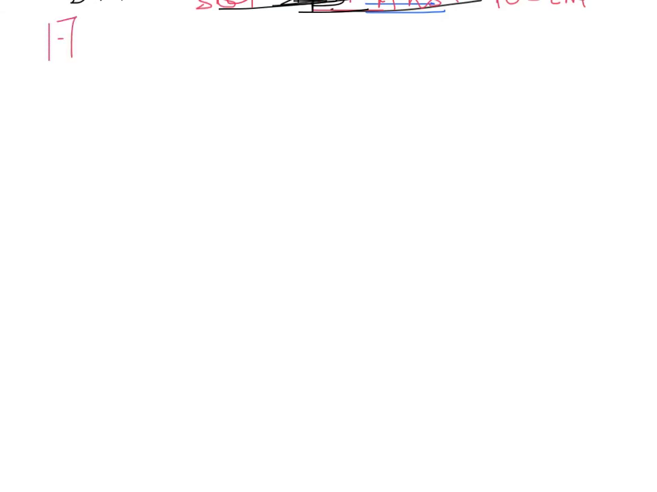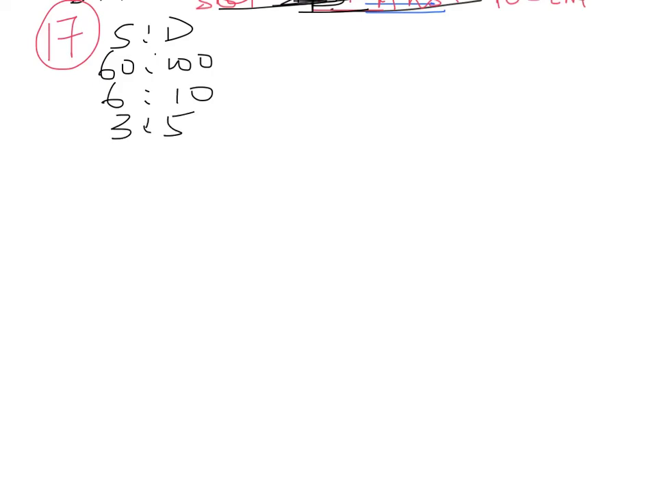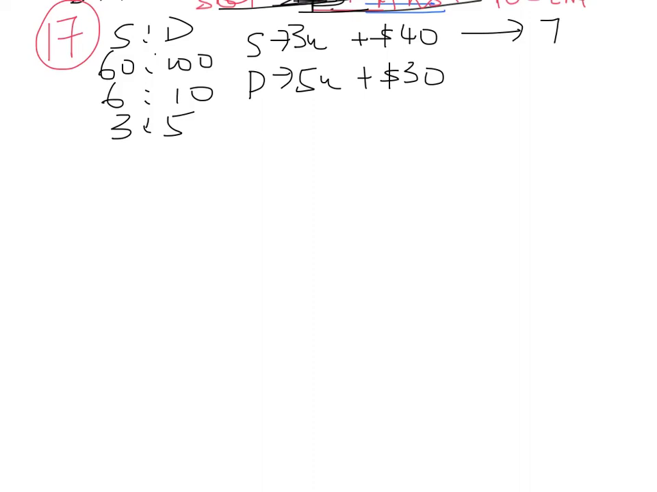We move on now to question 17. Susie's saving was 60% as much as David's saving. So Susie is to David, 60 is to 100, 6 is to 10, 3 is to 5. After David saved another $30 and Susie saved another $40, Susie's saving becomes 7/8 as much as David's. So Susie to David ratio is 3 units to 5 units. Susie plus $40 and David plus $30 gives us 7 units and 8 units, 7/8.